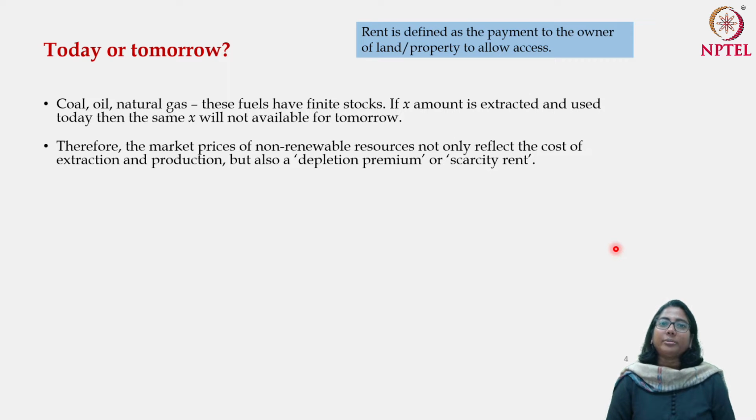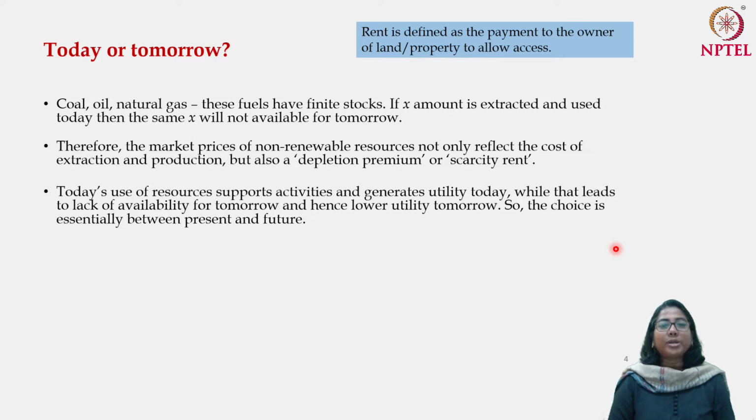What is rent? In the economic literature, you will see this word very frequently. Basically, rent is defined as a payment to the owner of land or any other property to allow access. So when we talk about scarcity rent, it is as if you are paying a rent because you are using this non-renewable energy today at the cost of tomorrow. So that is the concept of scarcity rent. If you go deeper into the literature of non-renewable resources, you will come across this concept of scarcity rent over and over again. It determines the path of depletion and the price of non-renewable resources in the market.